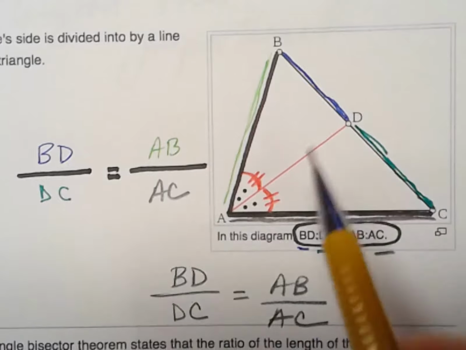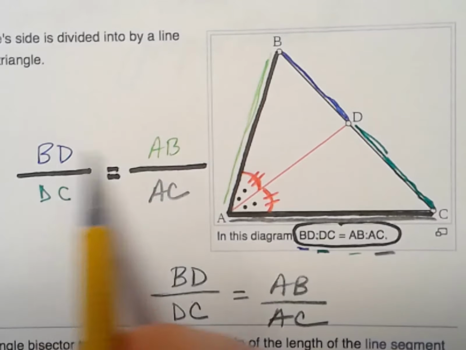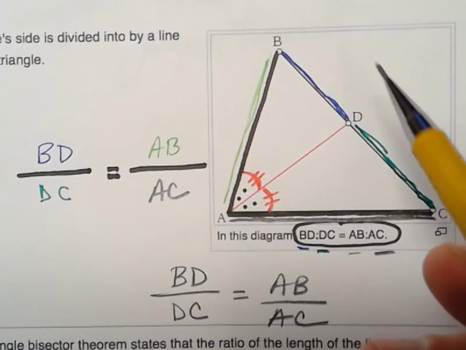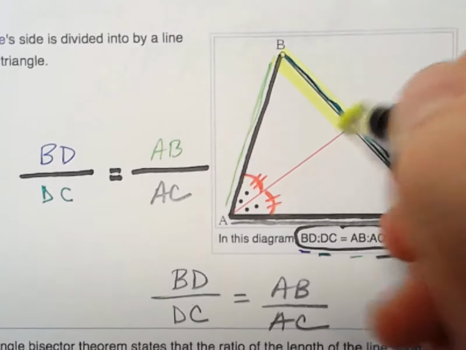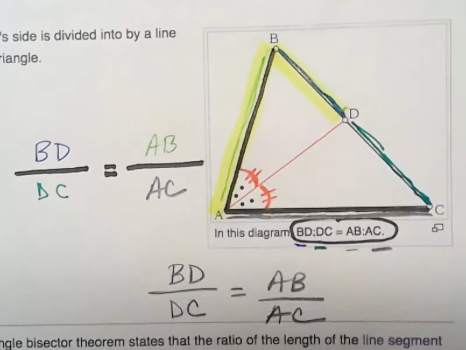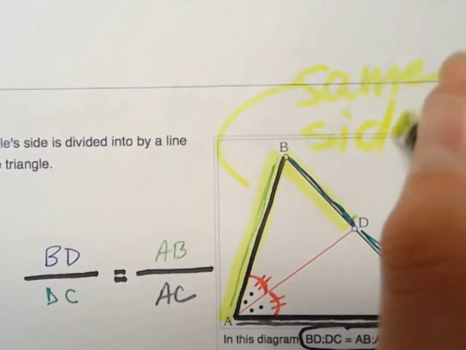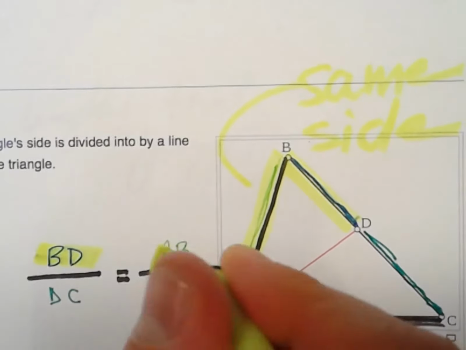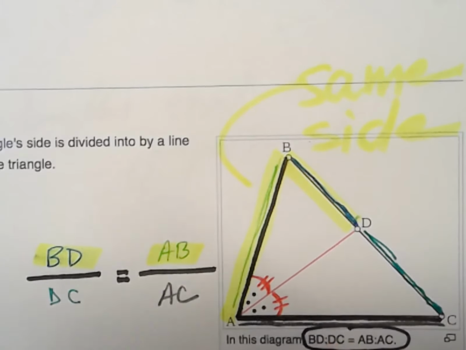Okay, so notice what this means. It means that BD and AB are on the same side of the fraction, meaning that they're both on the top. See how they're both on the top there? And they're on the same side of the triangle. And the same thing goes for the bottom of the fractions. The DC, which is here, is on the same side as the AC. So you can kind of think of it that way.